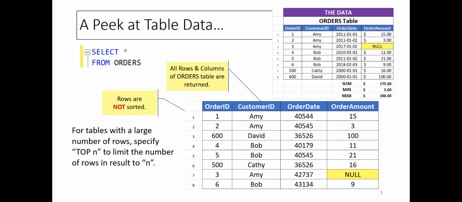If the table is large, you would want to limit the number of rows in the result by using top n, where n is the number of rows you want returned.